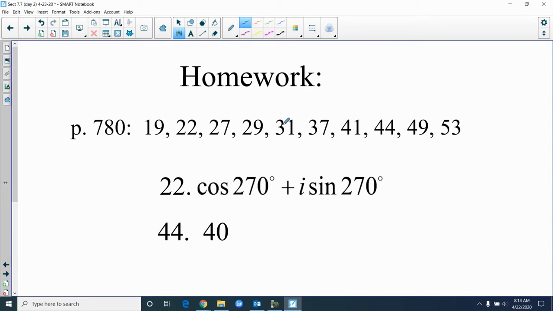From the homework here, just a couple of the evens. I'll post a whole answer sheet tomorrow after it's due, just so that you see this. Cosine 22 should be written this way, and 44, the answer should be 40 for your final answer. But make sure you put your work down to validate it.